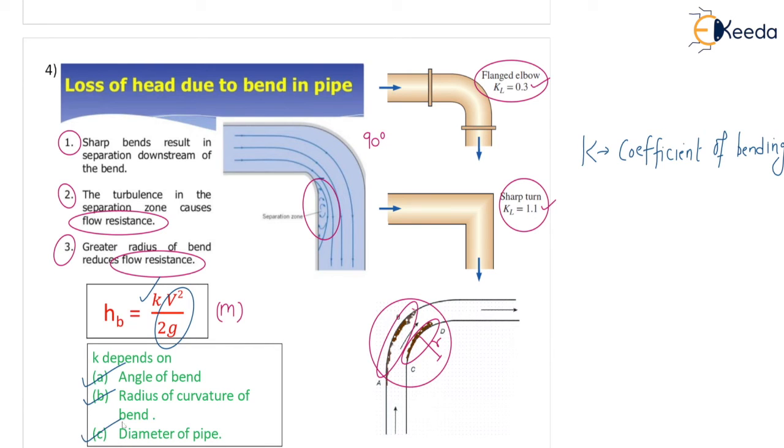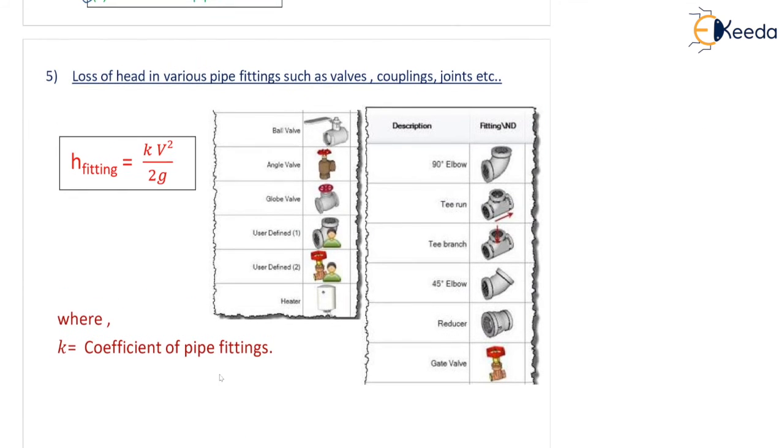And diameter of pipe. If you increase the diameter of pipe, the loss also increases, because it will create turbulence. More space is available to fluid particles, so they will try to move in random directions, and this will create a turbulence zone. Look at the next case.